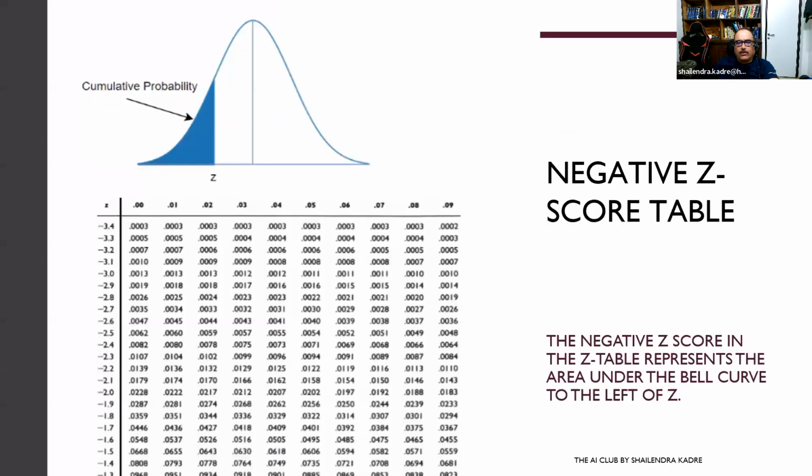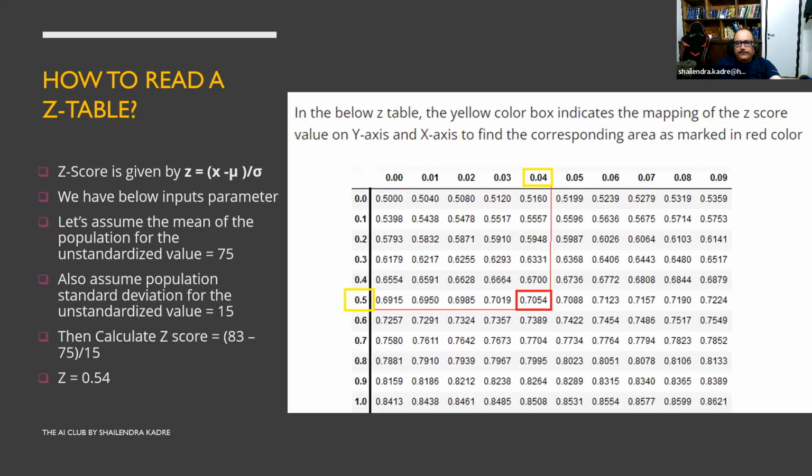Now I'll take you to see here. How will we read 0.54? 0.5 from the vertical column and 0.04 from the horizontal row. You can see the yellow boxes, and that is how I see that the cumulative probability is 0.7054. Did everybody get it?